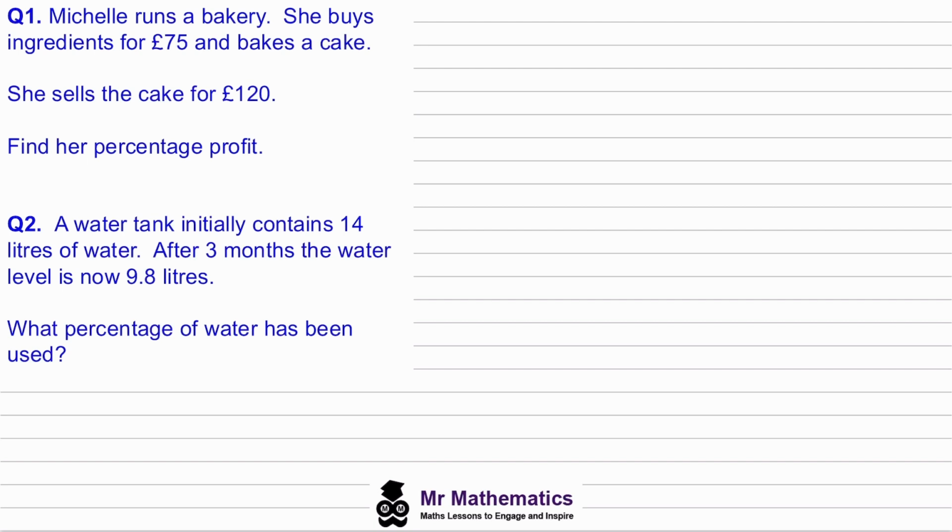So in our first question, we're told that Michelle runs a bakery and she buys ingredients for £75 and bakes a cake. And then she sells the cake for £120. We've been asked to work out a percentage profit. So when we work out a percentage profit, this is the profit divided by the original cost. And then to convert it to a percentage, we multiply this by 100. Or depending on this denominator, we can write it as a fraction of 100.